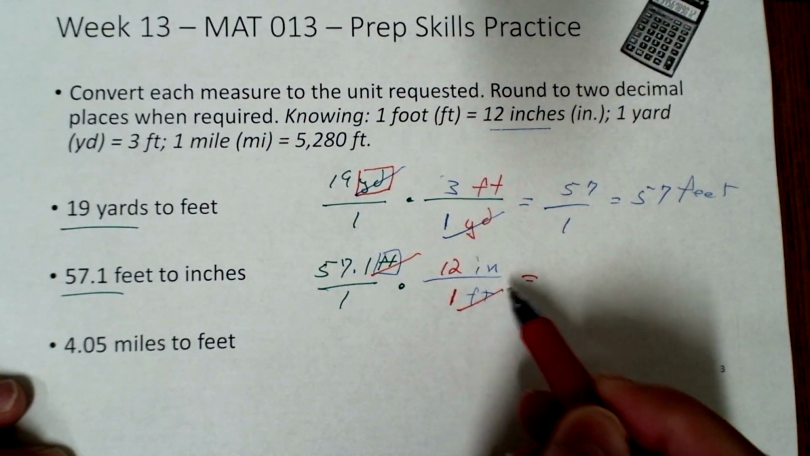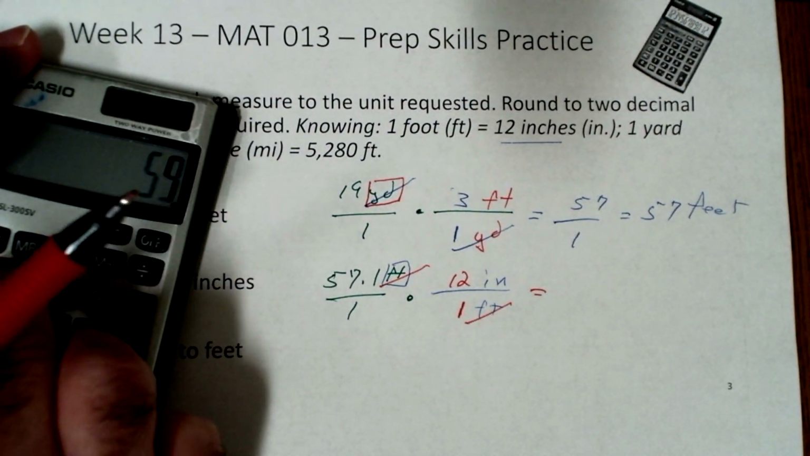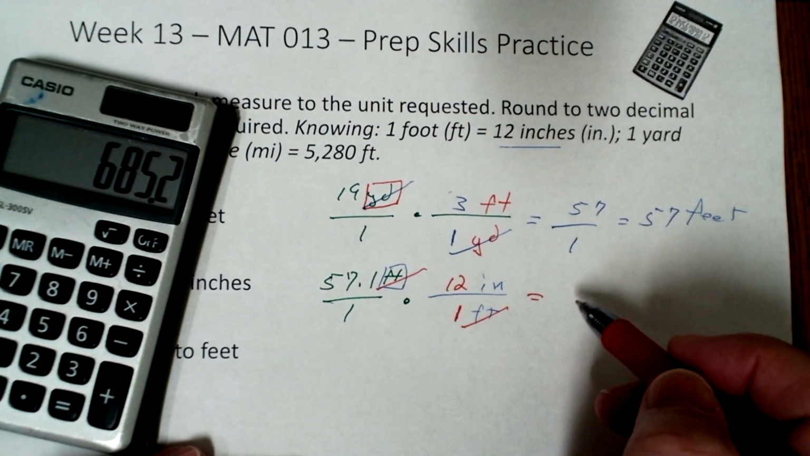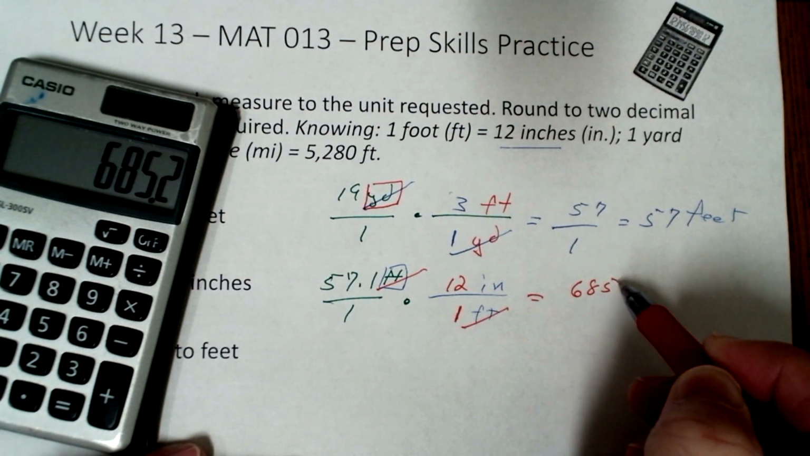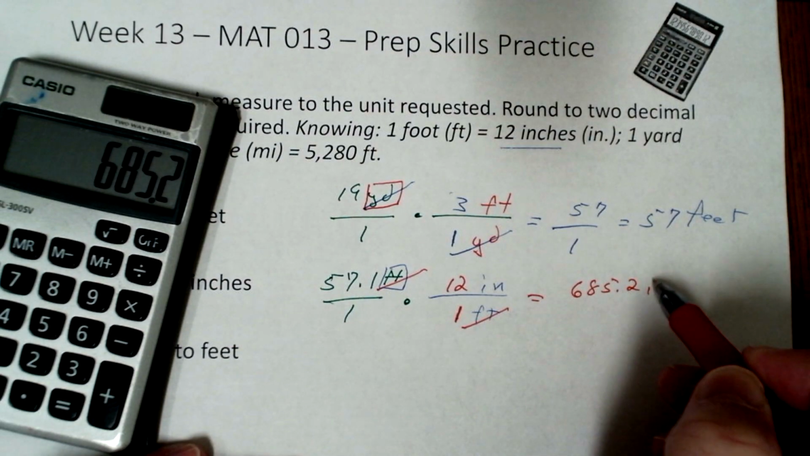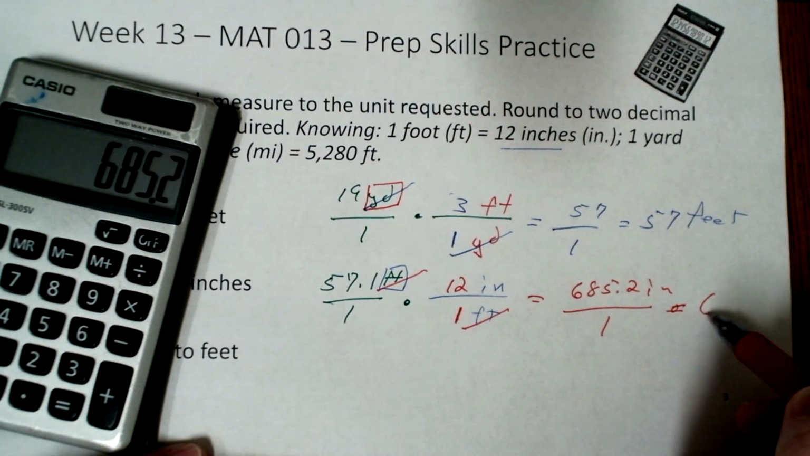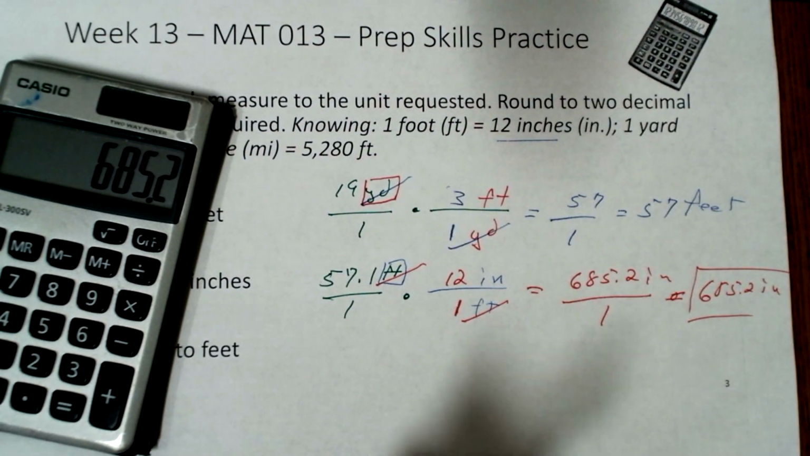The feet are going to cancel each other out. So we're going to go, let's see here, 57.1 times 12. There would be 685.2 inches. This is now in inches over 1, or simply 685.2 inches. That would be our final answer. Okay.